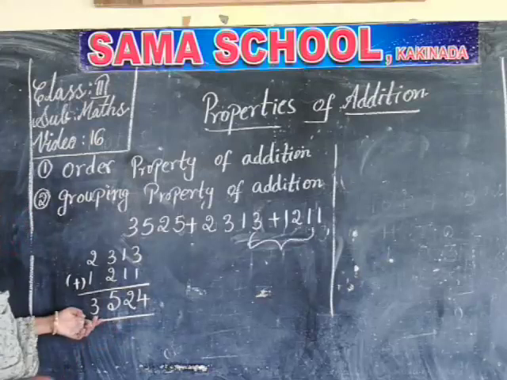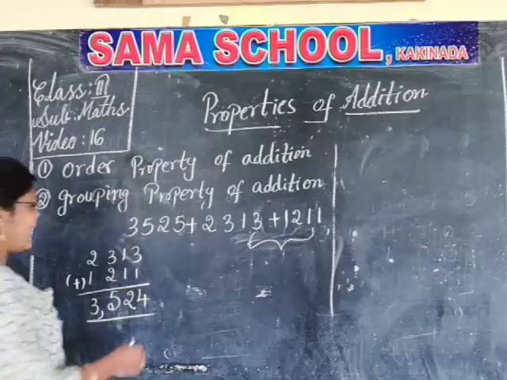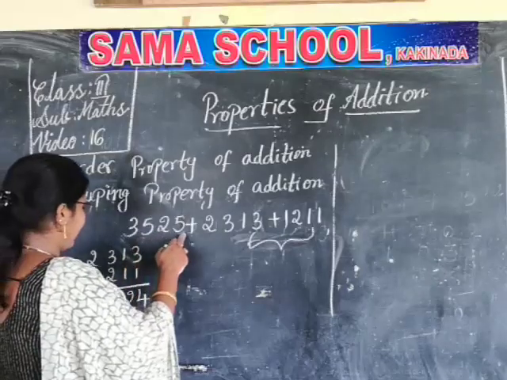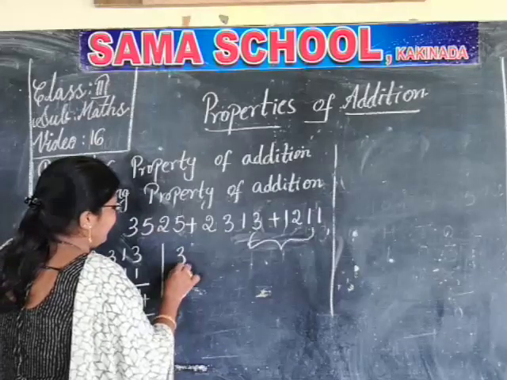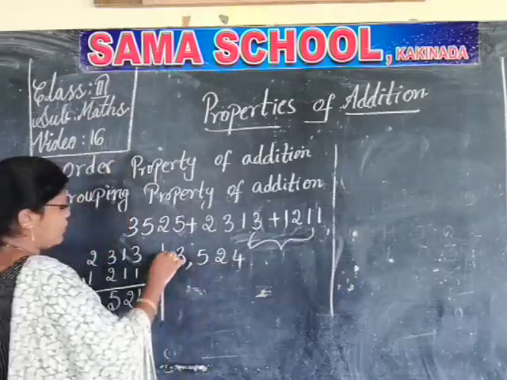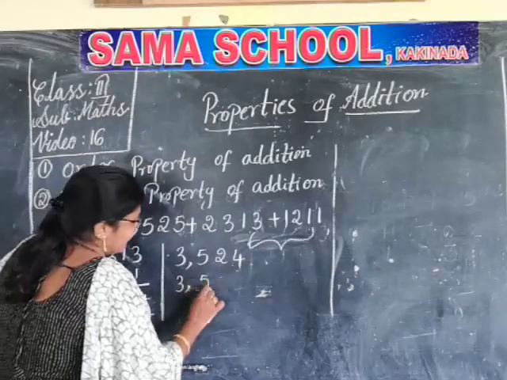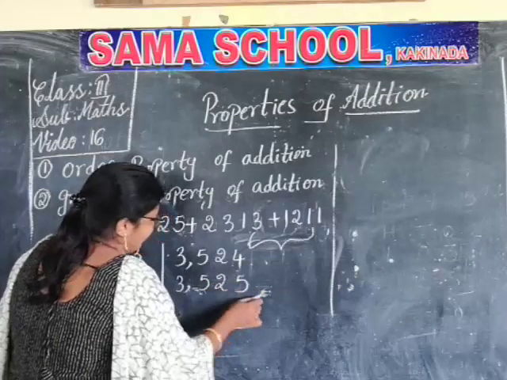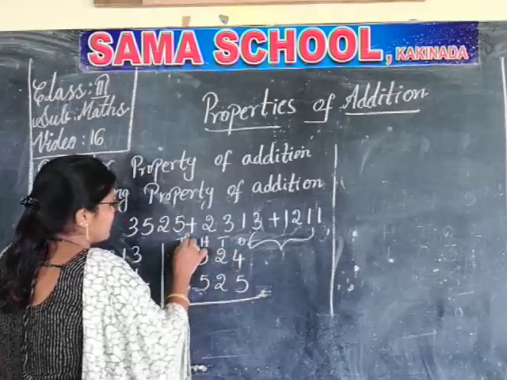So here we got 3,524 as sum, and add 3,525 to 3,524. Write 3,524, which is the sum here, and 3,525. Ones, tens, hundreds, thousands.